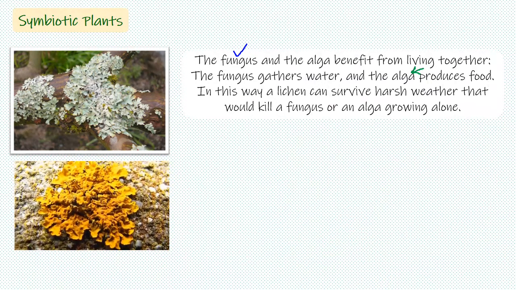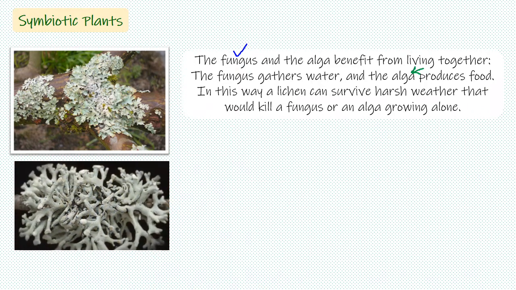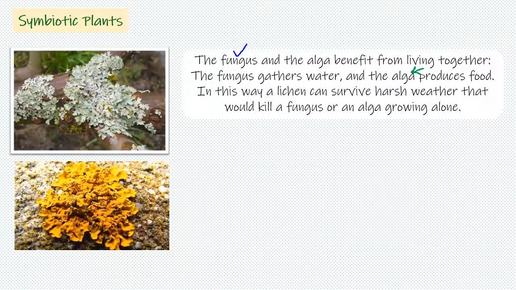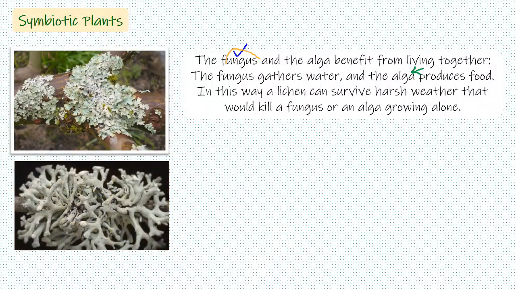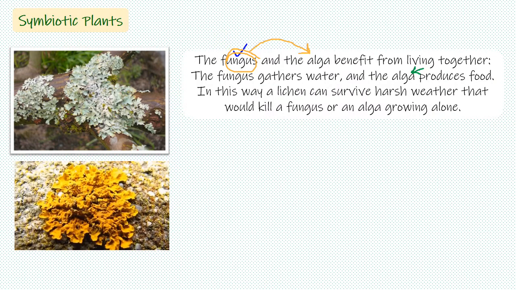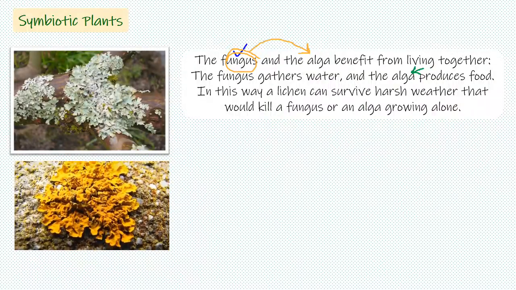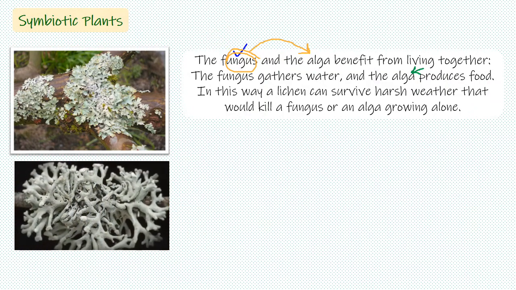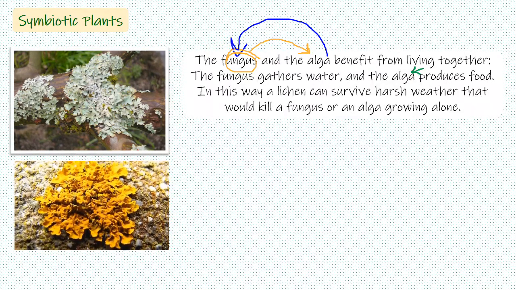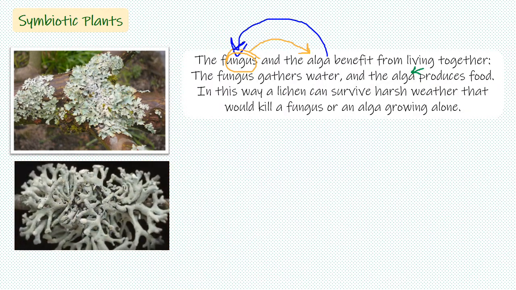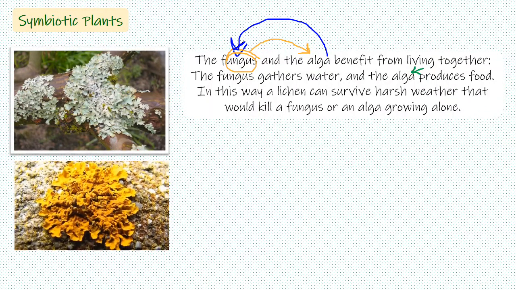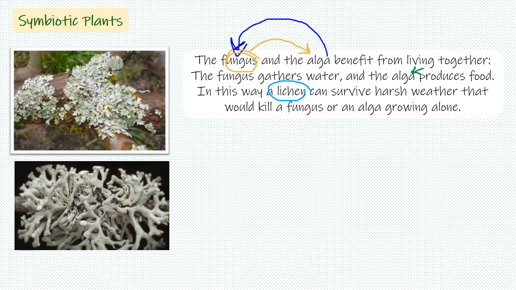So let me repeat. We have a mushroom, we have an alga, which is a green plant. The mushroom gives water and minerals to the alga. Then the alga uses the water to cook food. After cooking the food, it gives some to the mushroom. So they both help each other. They both form a complex organism that we call a lichen.